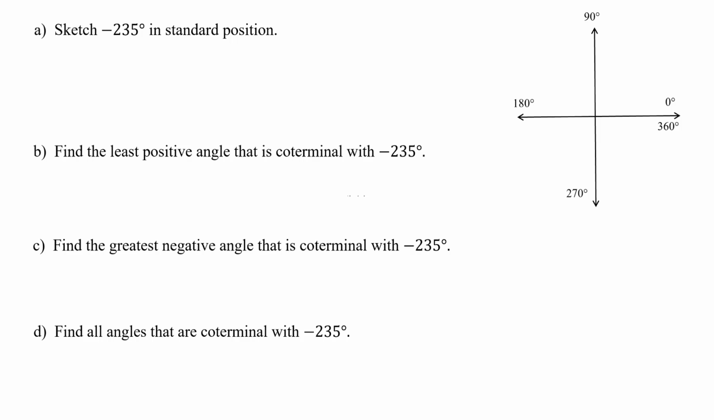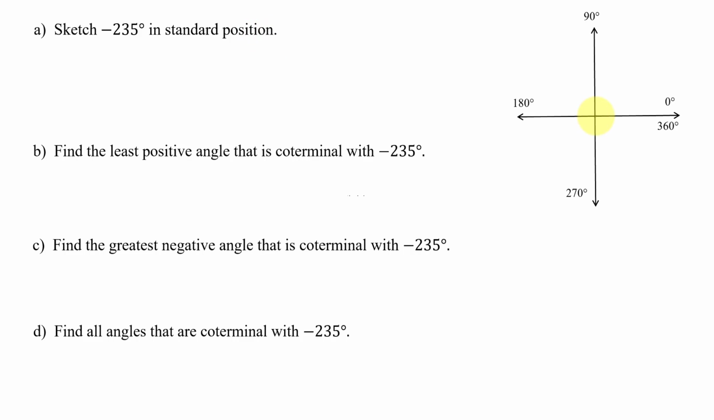In this problem, I need to sketch negative 235 degrees in standard position. I need to find the least positive angle that's coterminal with it, the greatest negative angle that is coterminal with it, and all angles that are coterminal with it. So to start with, I need to sketch this angle in standard position.